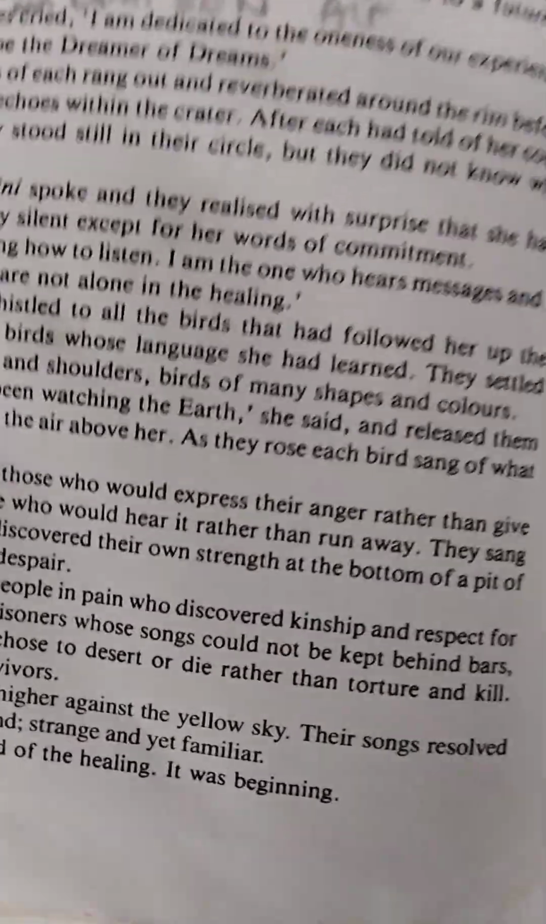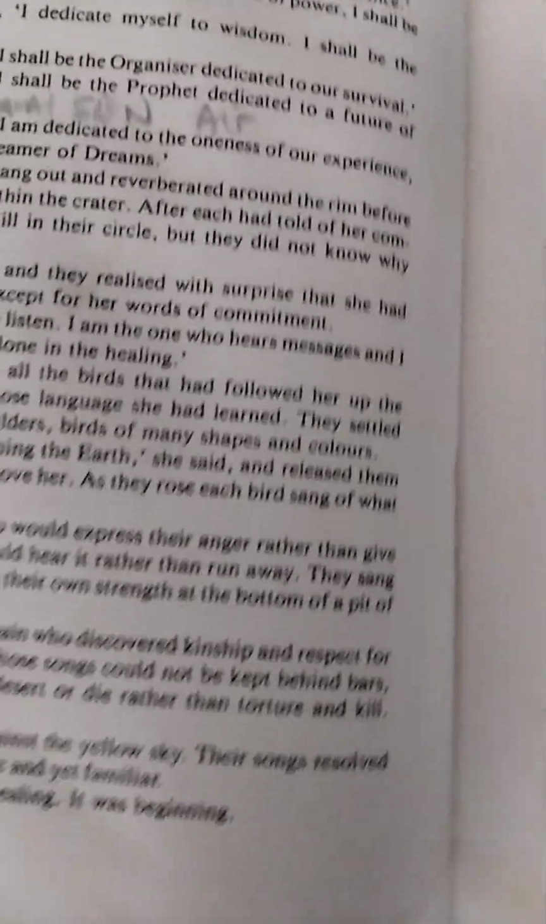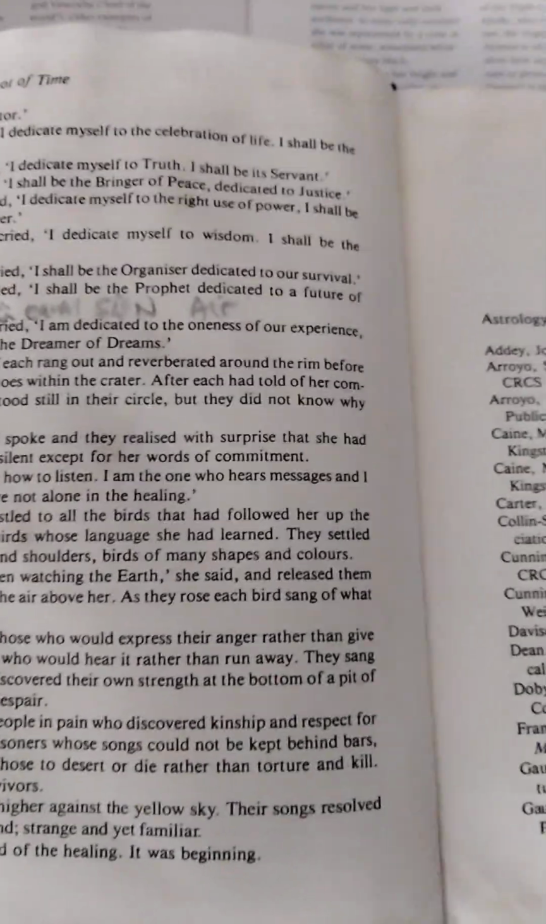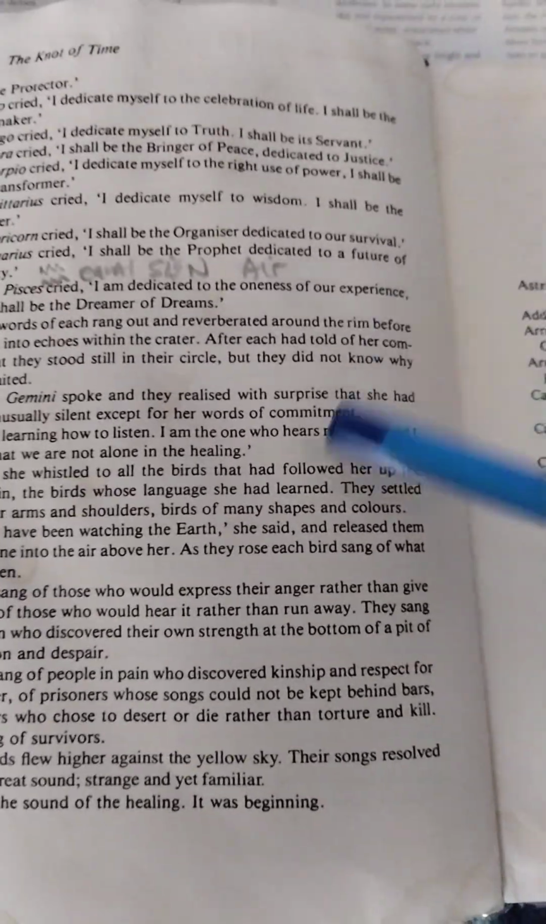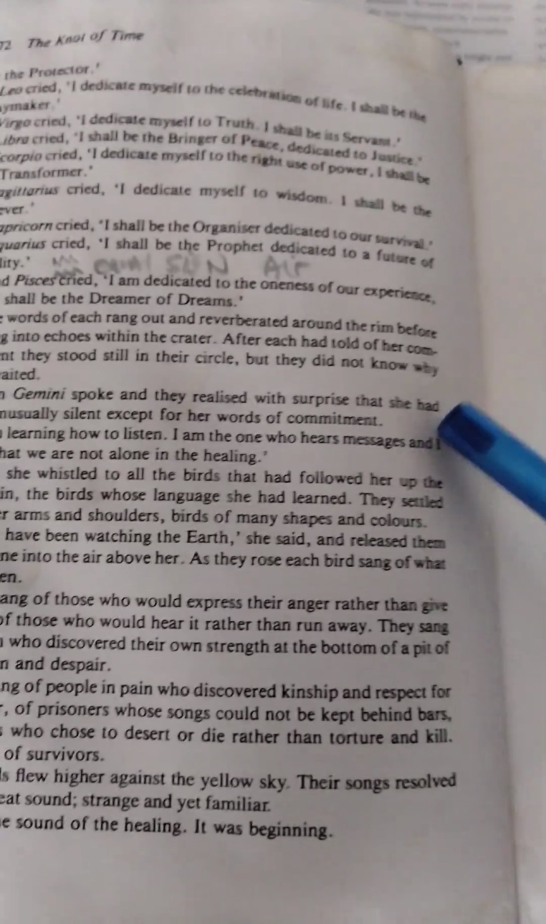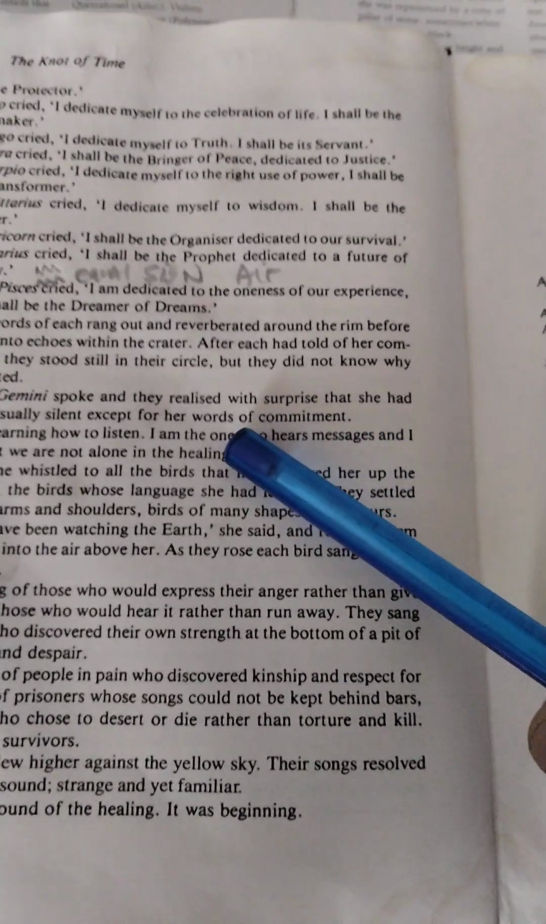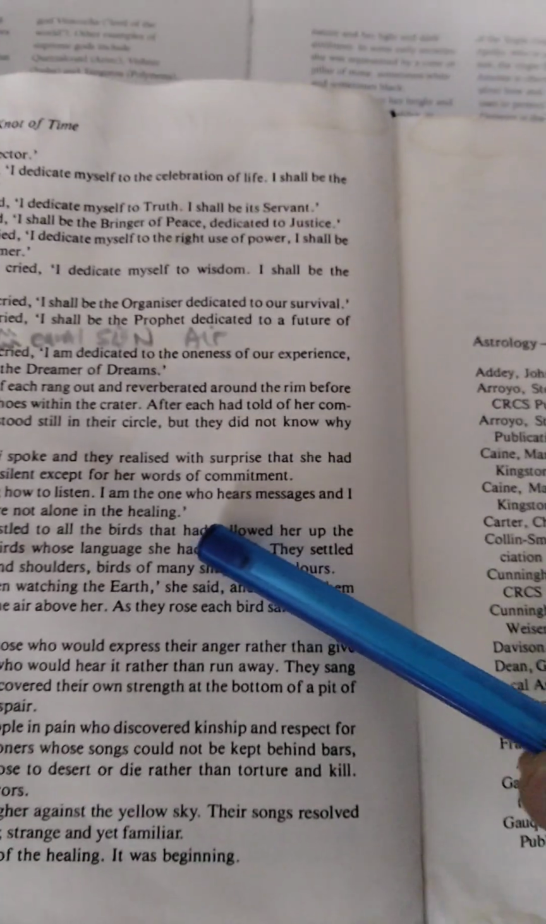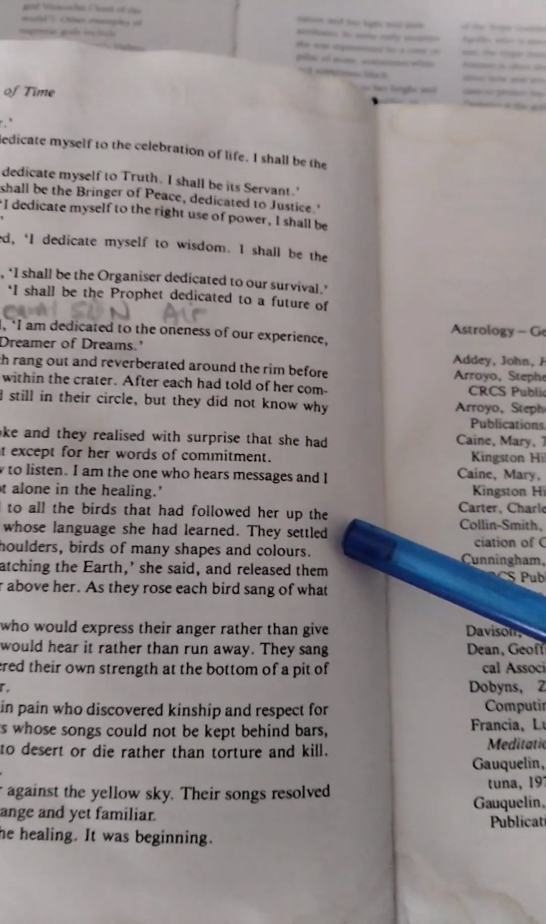And I know that because I'm a Gemini moon and I have a lot of planets in the house of Gemini, house 3, including my Mercury and a ruling Jupiter, and my ruling sign Venus, Libra rising. So I have a lot of stuff in the 3rd house, including ruling planets. So I know this Gemini energy very well. And Gemini realized she's learning how to listen. I am the one who hears messages, and I know we are not alone in this healing.